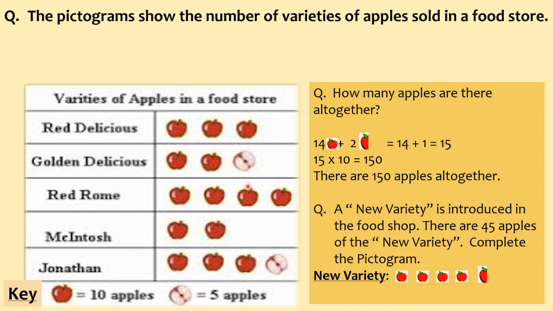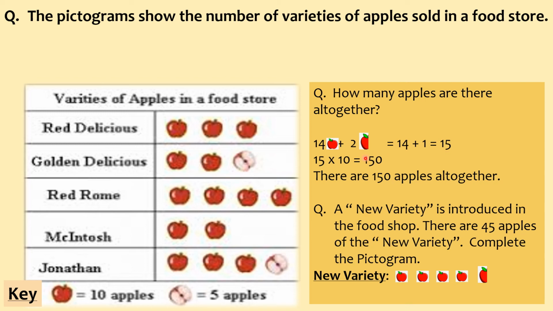Or you can go for a much shorter method, which is first let's add all these and then we will multiply it with 10. So 1, 2, 3, 4, 5, 6, 7, 8, 9, 10, 11, 12, 13, 14 whole apples and 2 half apples. 2 halves means what? 1 complete apple, right? If you join them together, that means 1 whole apple. So 14 plus 1, 15 whole apples are there.